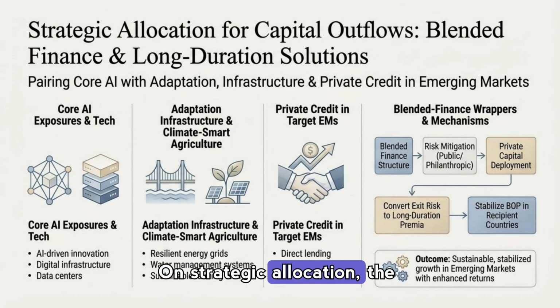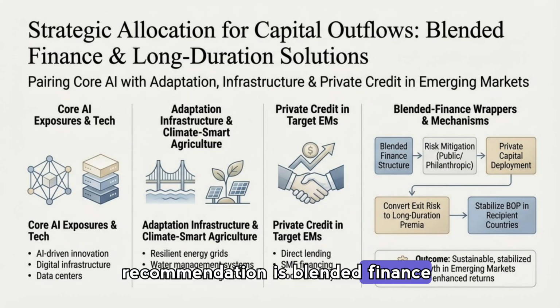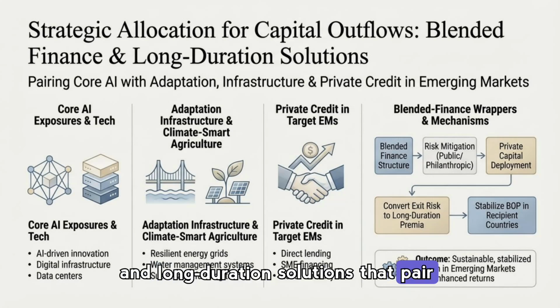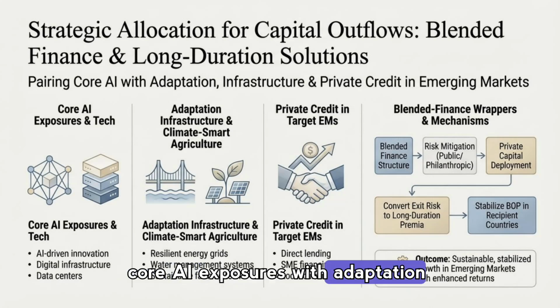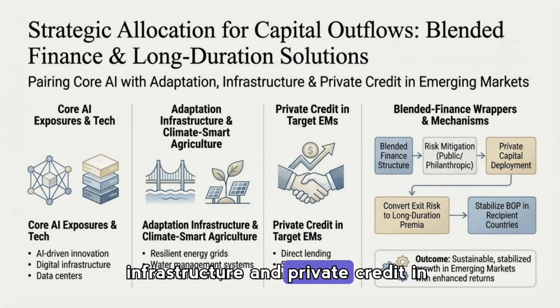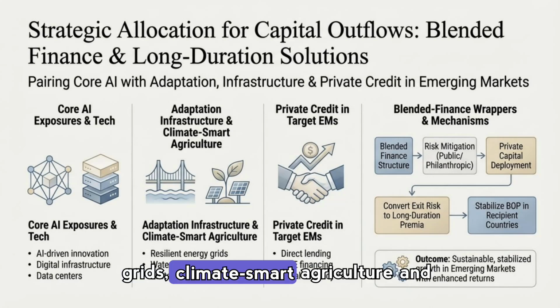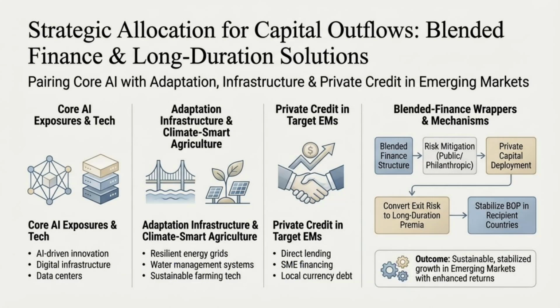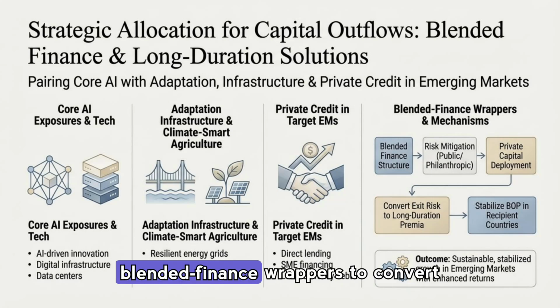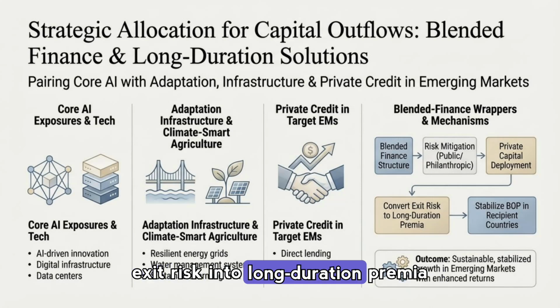On strategic allocation, the recommendation is blended finance and long-duration solutions that pair core AI exposures with adaptation infrastructure and private credit in target emerging markets. That means investing in resilient energy grids, climate-smart agriculture, and SME financing alongside AI infrastructure, and using blended finance wrappers to convert exit risk into long-duration premia to stabilize balance of payments in recipient countries.